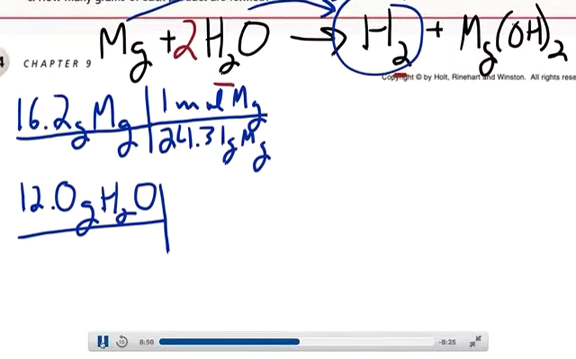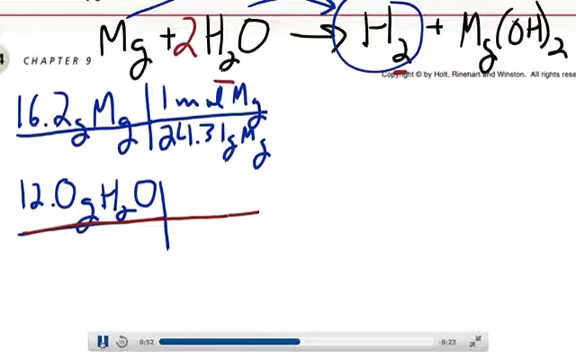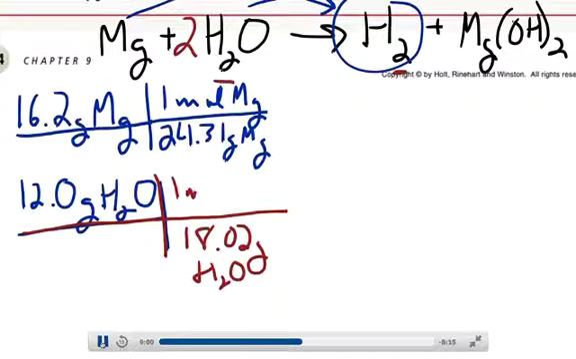Now, why don't I do, on the bottom, I'll do the water. I'll do water at the same time. Water is 18.02 grams of H2O. That's 1 mole of H2O. Okay. Now what do I do? So I have my reactants in moles.